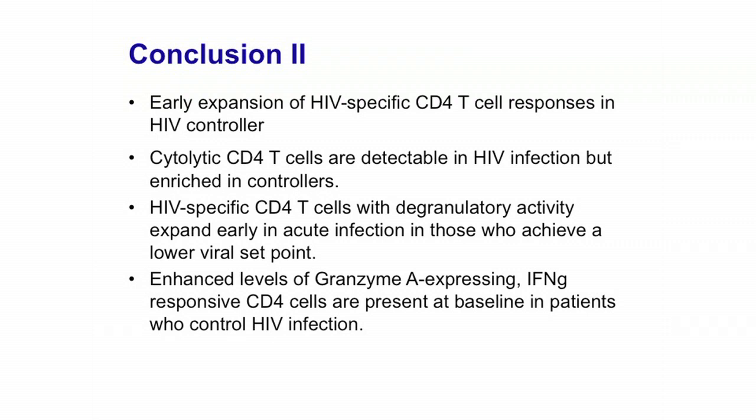So to summarize this part, I've shown you an early expansion of HIV-specific CD4 T cell responses in HIV controllers. I've shown you that cytolytic CD4 T cells are detectable in HIV infection, but enriched in controllers. We see that HIV-specific CD4 T cells with degranulatory activity expand early in acute infection in those that achieve a lower virus set point. And we see that enhanced levels of granzyme A expression in HIV-specific interferon gamma secreting CD4 T cells are present at baseline in patients that subsequently control.